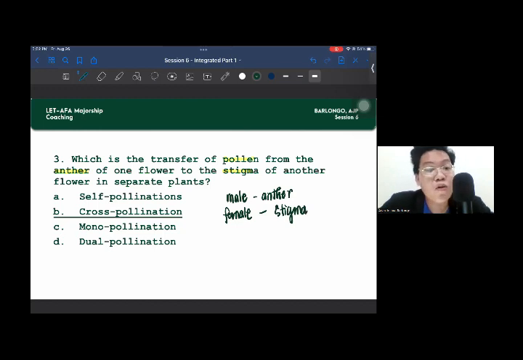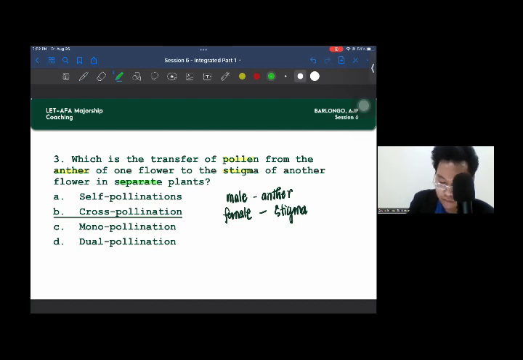So, ang sabi dito, the transfer of pollen, kumbaga yung pollen grains natin, it will be transferred to another flower in a separate plant. So, if we will look at the question, the keyword here that you need to remember when we are talking about cross-pollination is separate plants. Another flower in separate plants. So, kaya nga siya cross kasi separate plants.